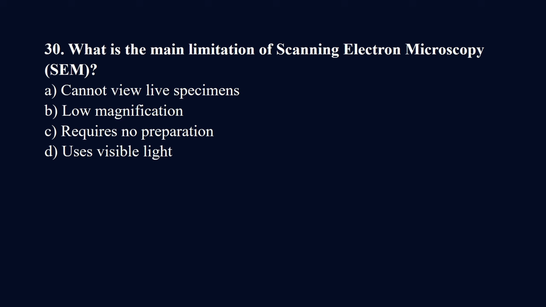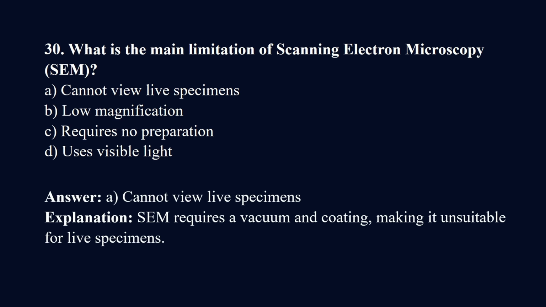Question number 30. What is the main limitation of scanning electron microscopy? Cannot view live specimens, low magnification, requires no preparation, uses visible light? And the correct answer is cannot view live specimens.